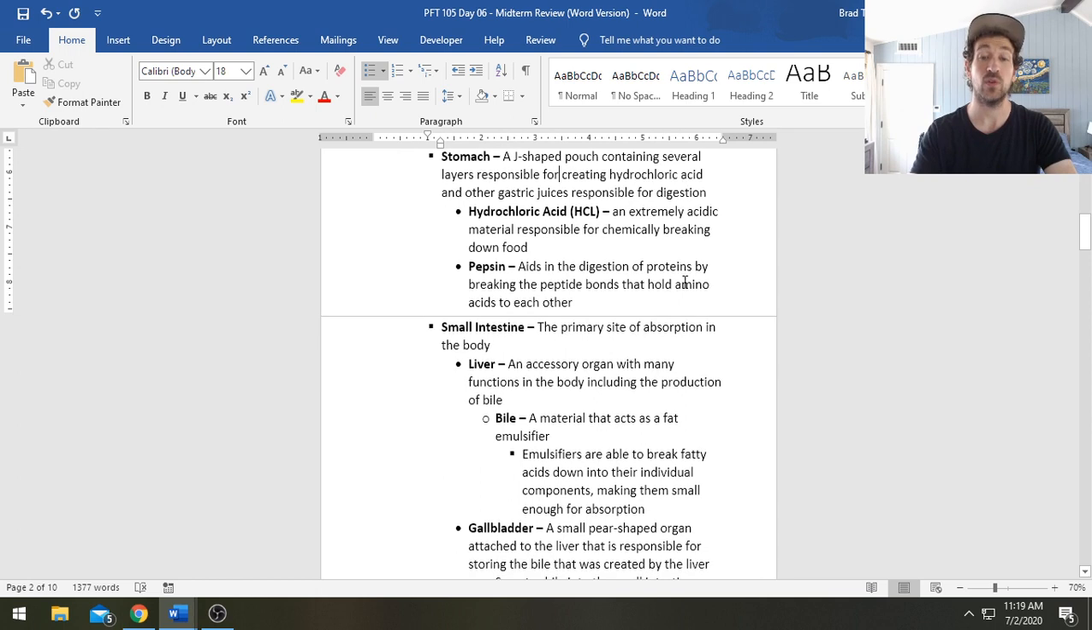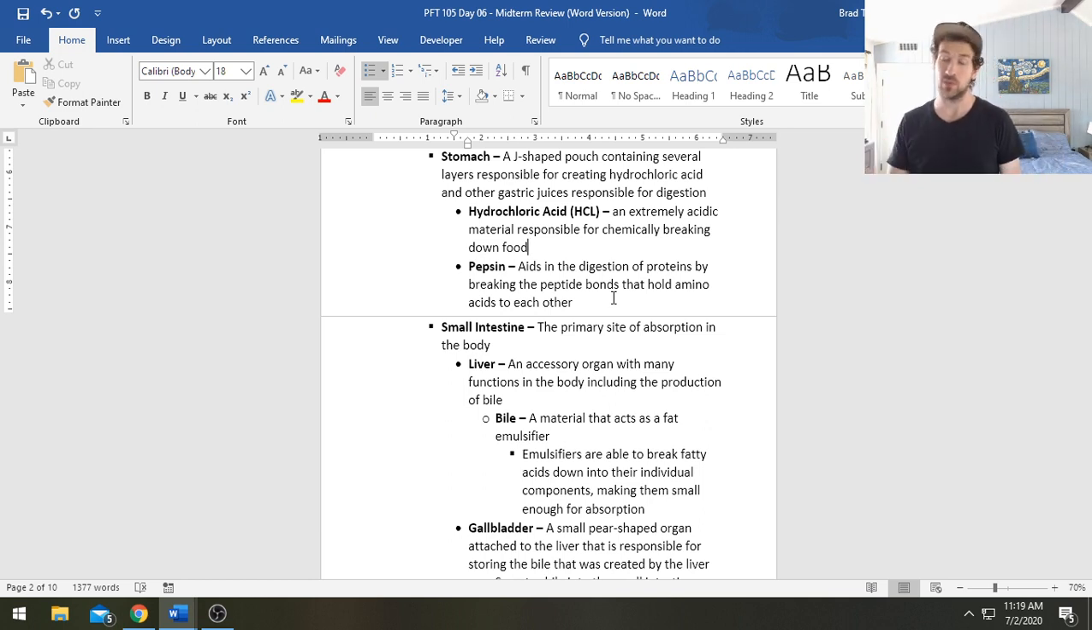Then food's going to drop into your stomach, which is this kind of J-shaped pouch, and it's got a whole bunch of different layers in it that are used to produce different materials. One of the most important of which is hydrochloric acid, an extremely acidic material that helps break down foods. There's also going to be a lot of protein breakers in there, called pepsin. And pepsin aids in the process of digestion by breaking down proteins into individual amino acids.